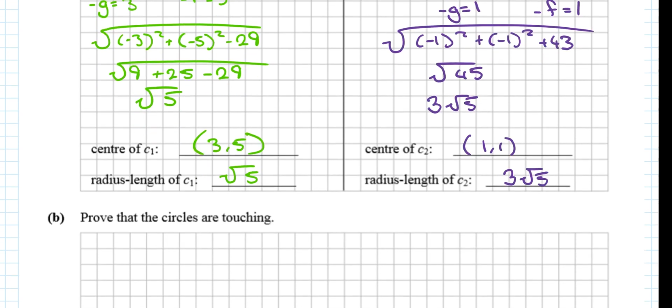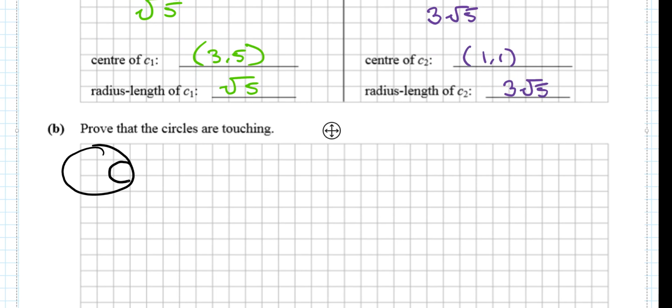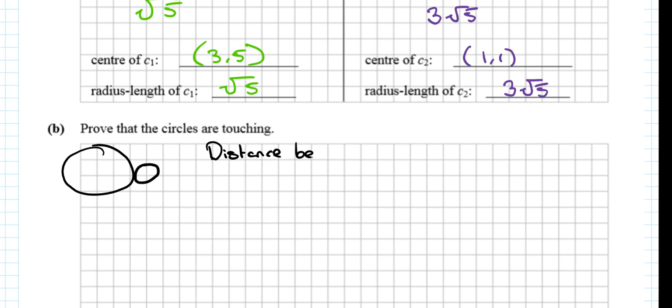Prove that the circles are touching. Well, the circles are either overlapping, like so, or they're either touching internally or touching externally. The interesting thing is to find the distance between centres.